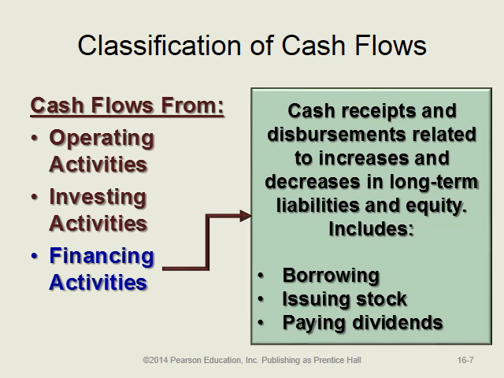Cash flows from financing activities include cash receipts and disbursements that are related to increases and decreases in long-term liabilities and equity. For example, financing cash flow activities would include borrowing money from the bank, paying a dividend to shareholders or stockholders, and raising capital for the entity by selling some of our own stock or issuing new stock.